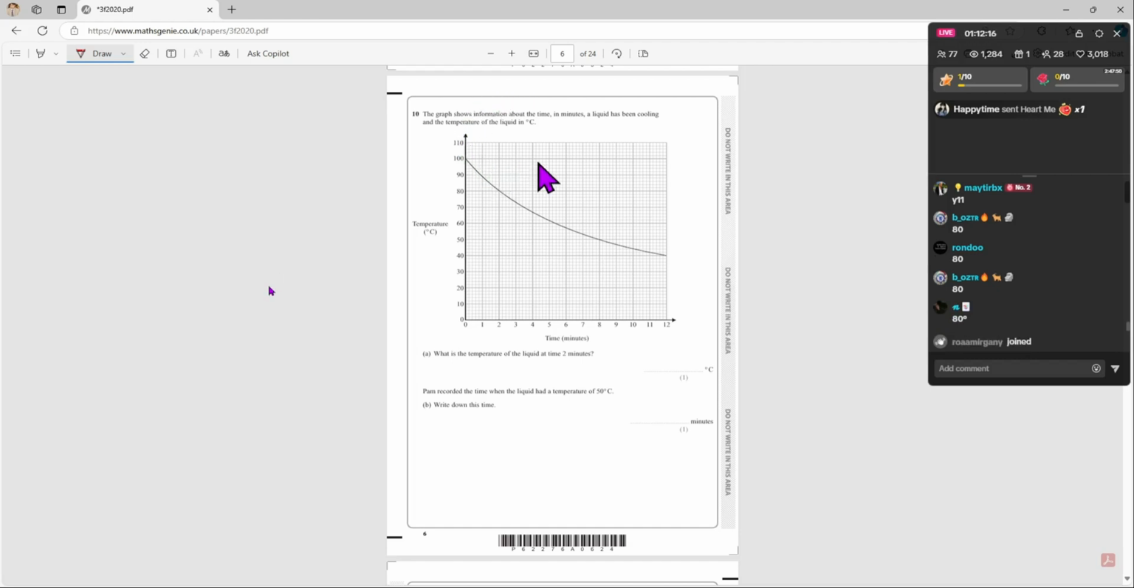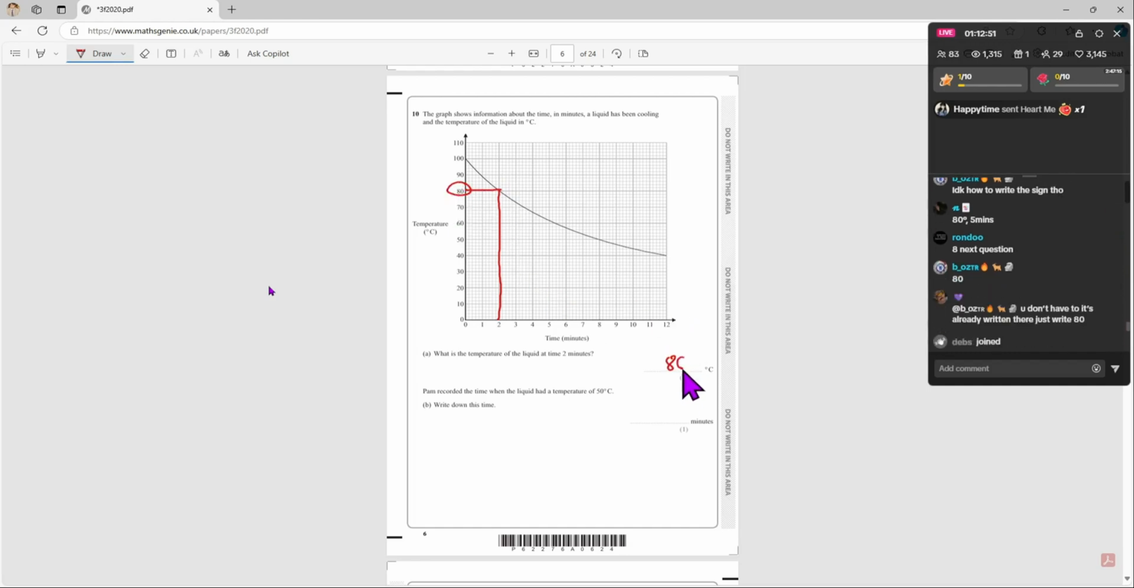So the graph shows information about the time in minutes a liquid has been cooling and the temperature of the liquid in degrees Celsius. What is the temperature of the liquid at 2 minutes? The people in the chat are already giving me the answer, which is a very good thing. So for 2 minutes, we look at our x-axis, which is time. You go up until you meet your line, and then you go across to your y-axis, which is your temperature, and you get 80 degrees. So that's your answer for the first one, 80 degrees.